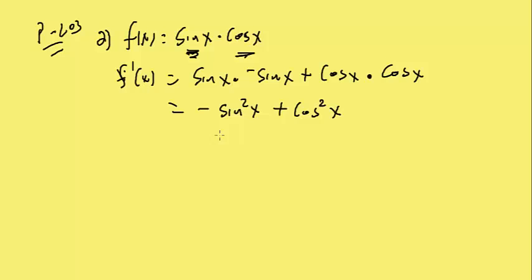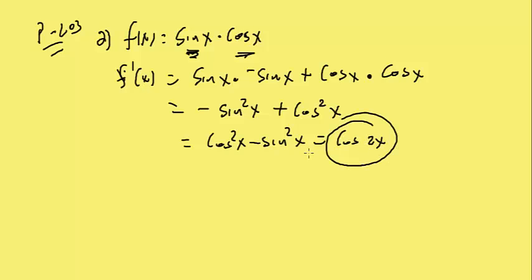And you can stop right there, but if you notice, this is actually a trig identity, cosine squared x minus sine squared x. You don't have to go this far. That's really cosine of 2x. Okay, but on multiple choice tests, you'll probably see that. Alright, so let's take a look at number 6.